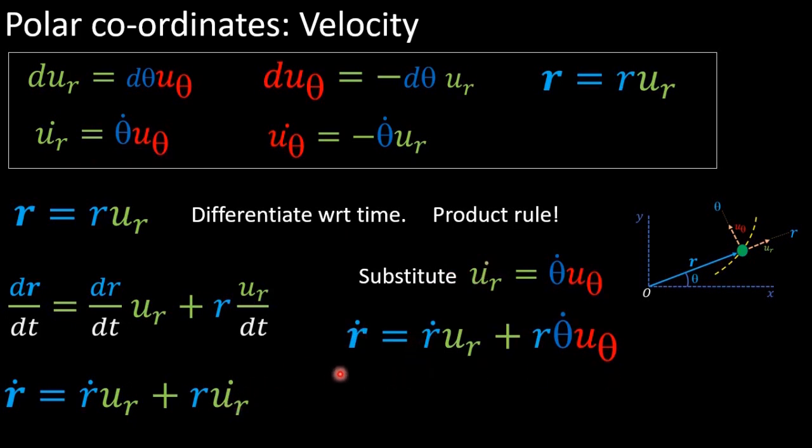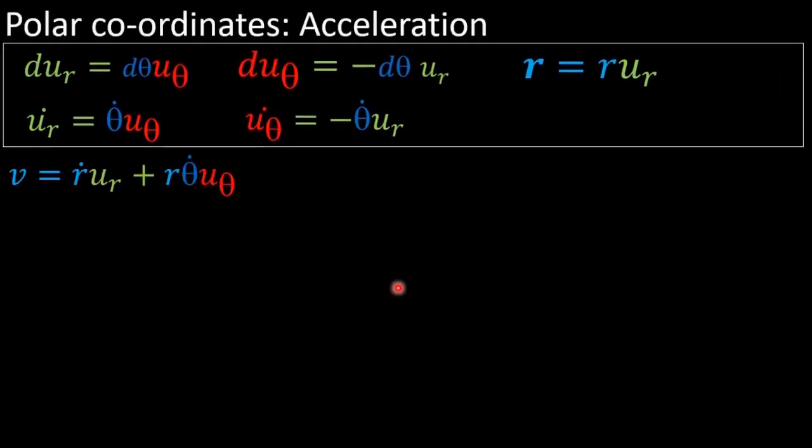Okay, so we get r dot equals r dot times u sub r plus r times theta dot times u sub theta. Okay, so that is our velocity in polar coordinates. So we can rewrite that like this. So r dot equals v, which equals r dot times u sub r plus r times theta dot times u sub theta. So there's our velocity there. So now if we want to find acceleration, we differentiate this again.